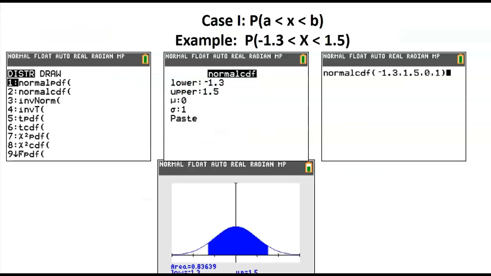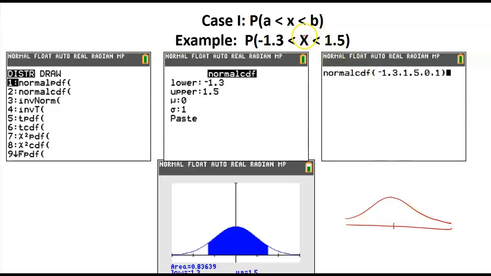Okay, so I'm going to look at 3 different cases. The first case is where I'm finding the probability between 2 different values. So I'm going to sketch down here. Always start with these thumbnail sketches. It's super important that you sketch out what you're talking about.